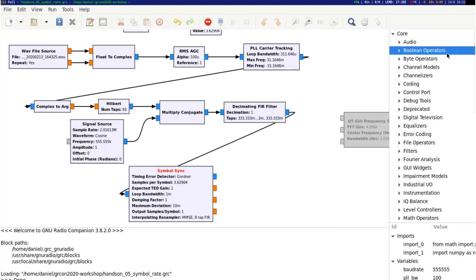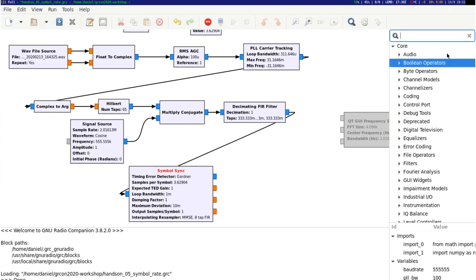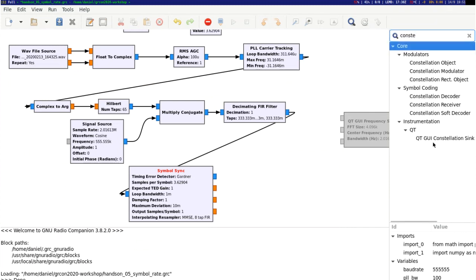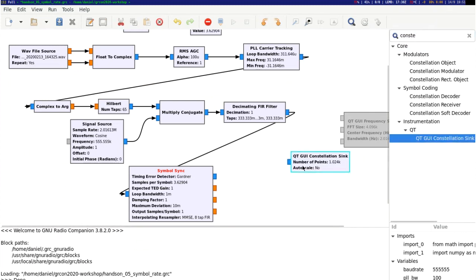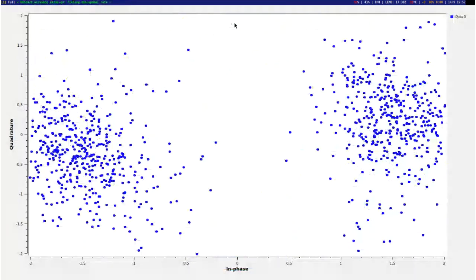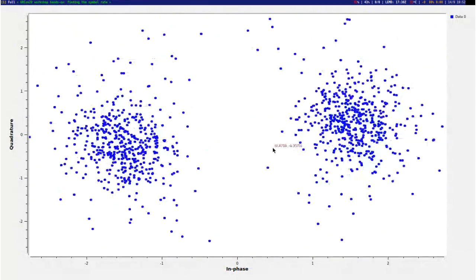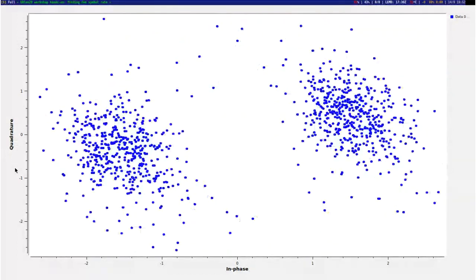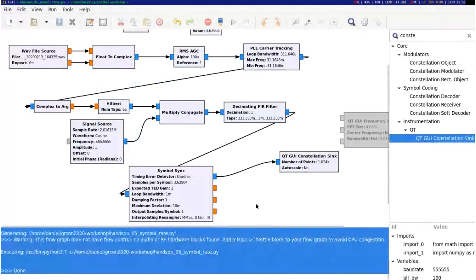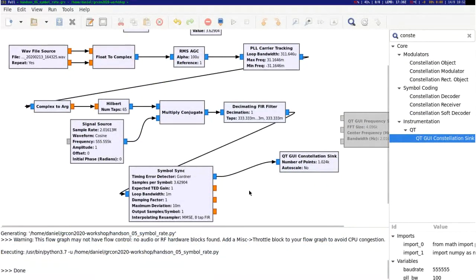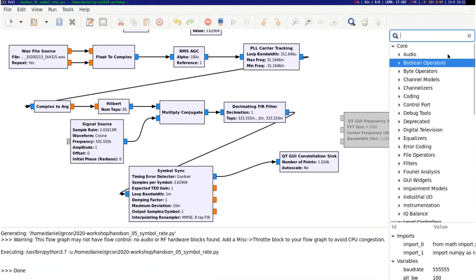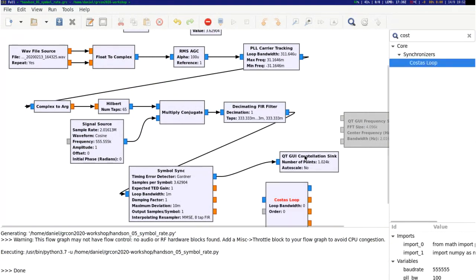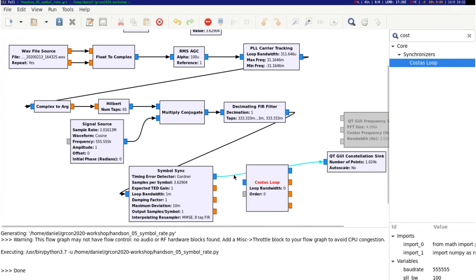So let's go and put a constellation sink. The constellation sink will display the symbols as dots on the screen. I can run this, and hopefully you'll be able to see a couple of dots, but they are rotating. And the reason they are rotating, I'll close this right away not to shatter the audio too much, is because we haven't done the Costas loop. So the Costas loop will correct for that rotation in phase.